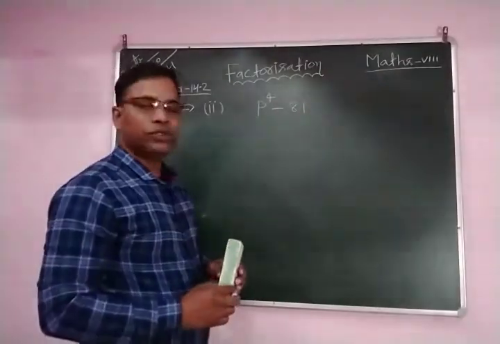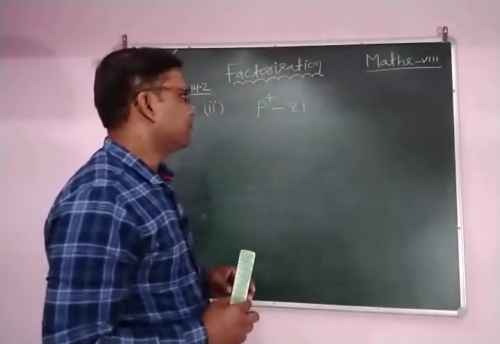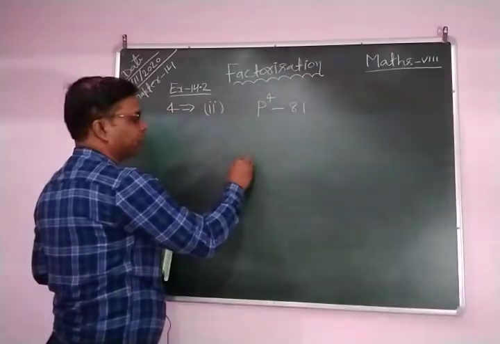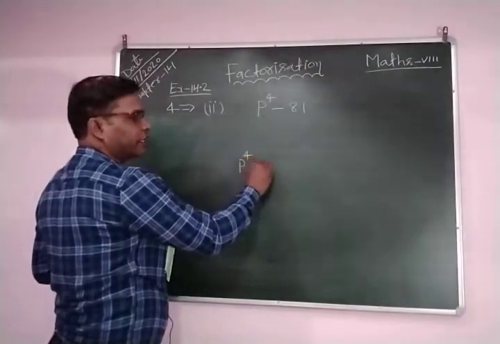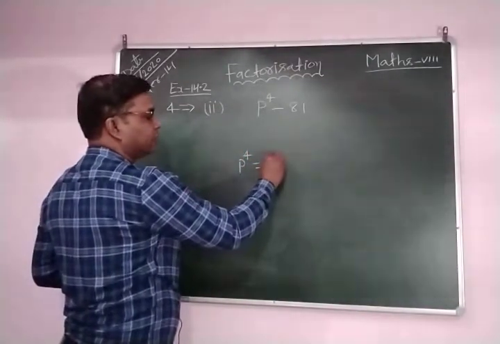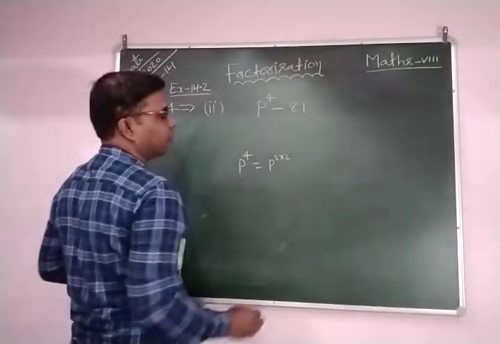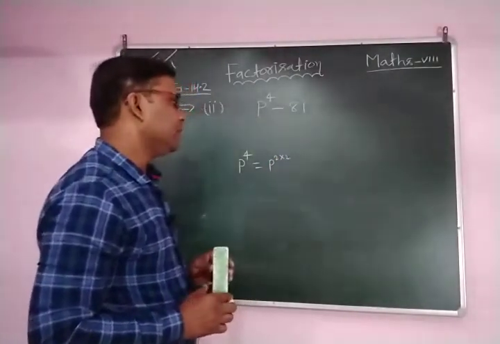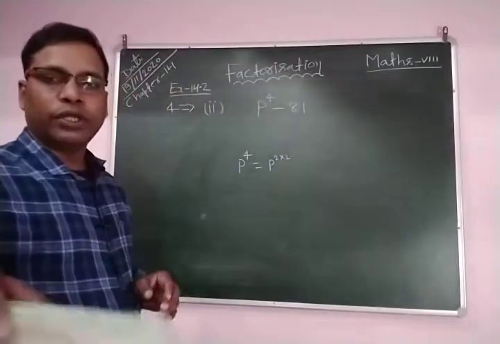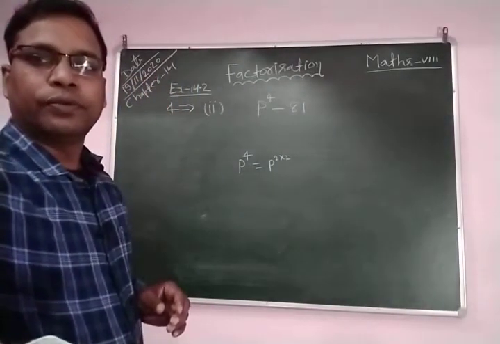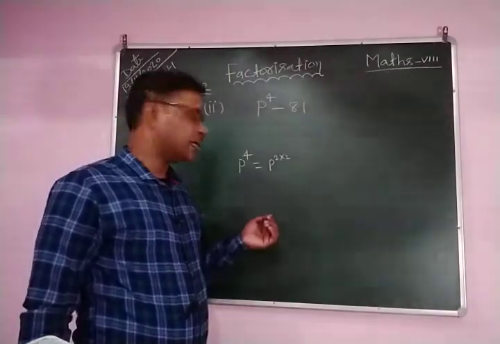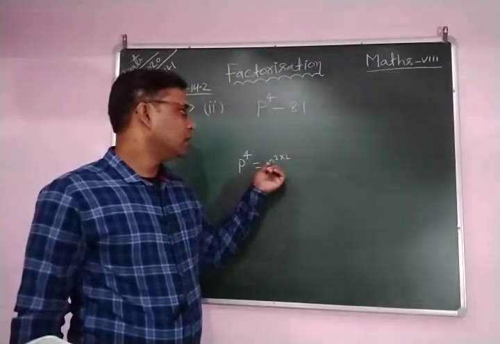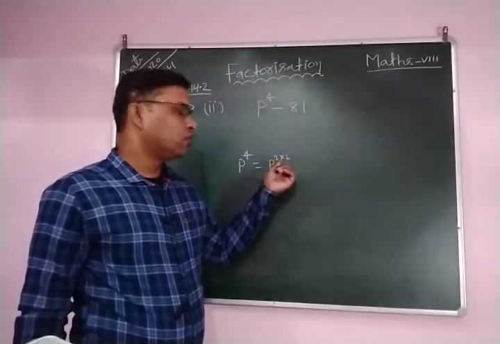So also you can write it p power 4. 18 is what? P power 4 you can write it p square into p square. P power 4 is equal to p power 2 into 2. So here you can write p power 4 is equal to p to the power 2 into 2.